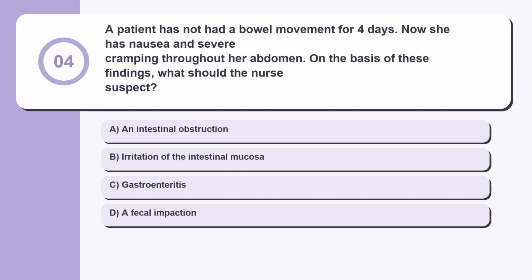Question 4. A patient has not had a bowel movement for 4 days. Now she has nausea and severe cramping throughout her abdomen. On the basis of these findings, what should the nurse suspect? An intestinal obstruction, irritation of the intestinal mucosa, gastroenteritis, a fecal impaction.